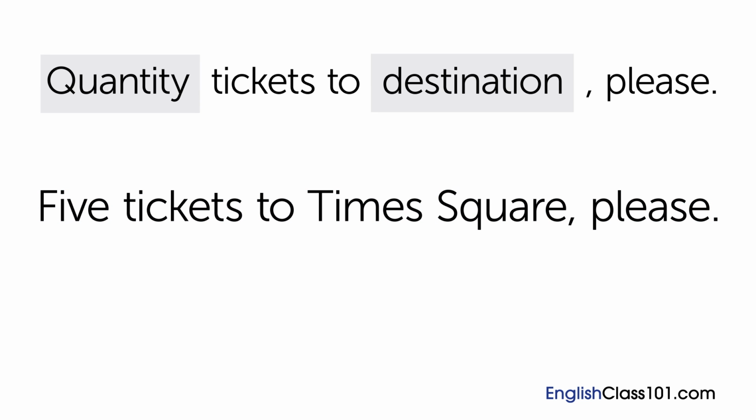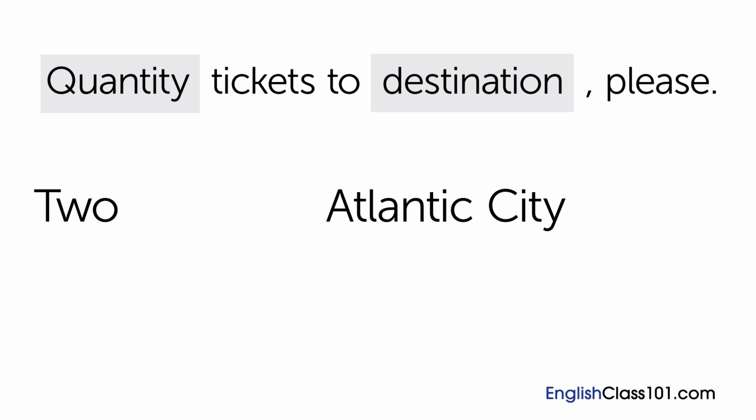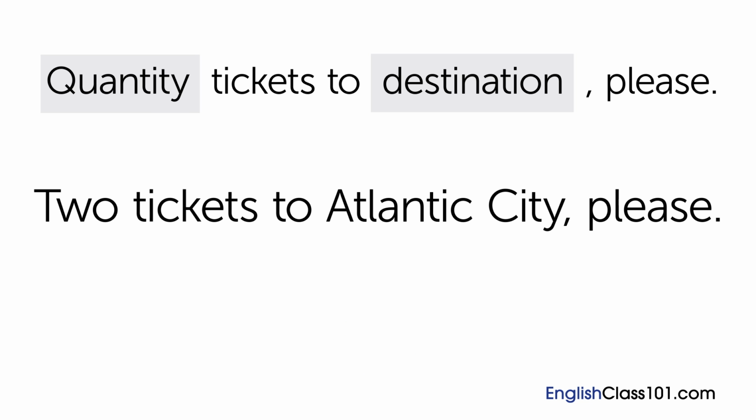The structure is number plus tickets to plus a place plus please. Now you try. Imagine you want 2 tickets to Atlantic City. What would you say to the ticket clerk? Two tickets to Atlantic City, please.